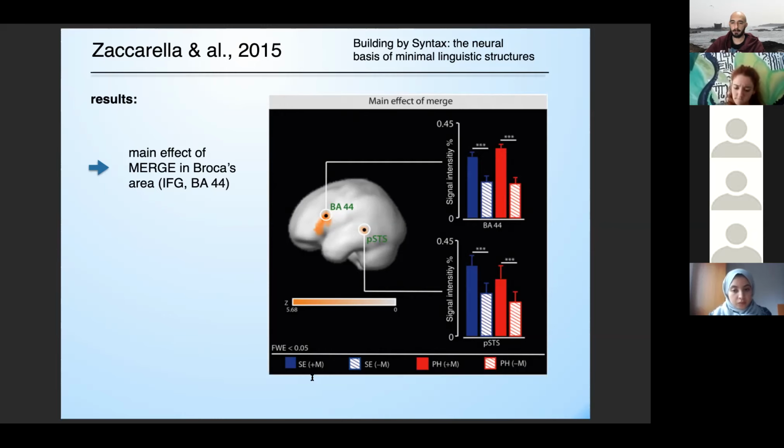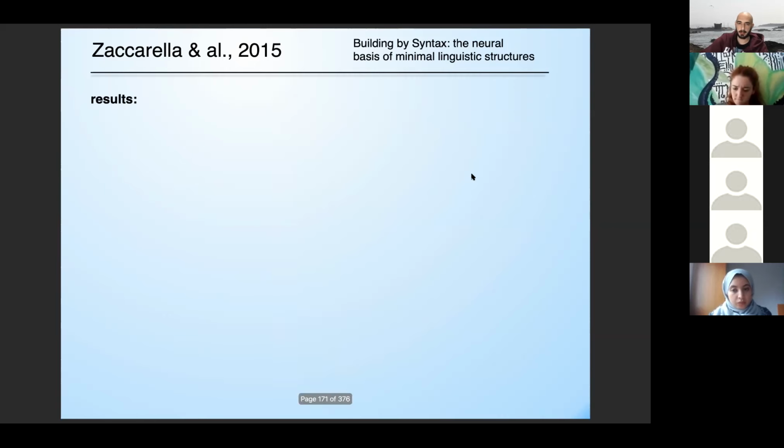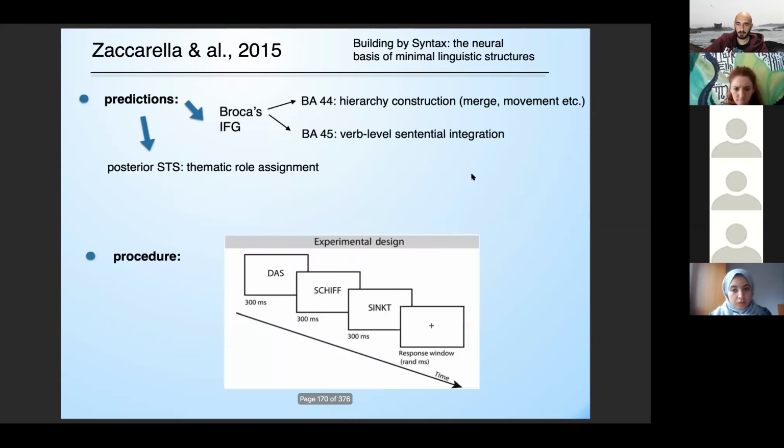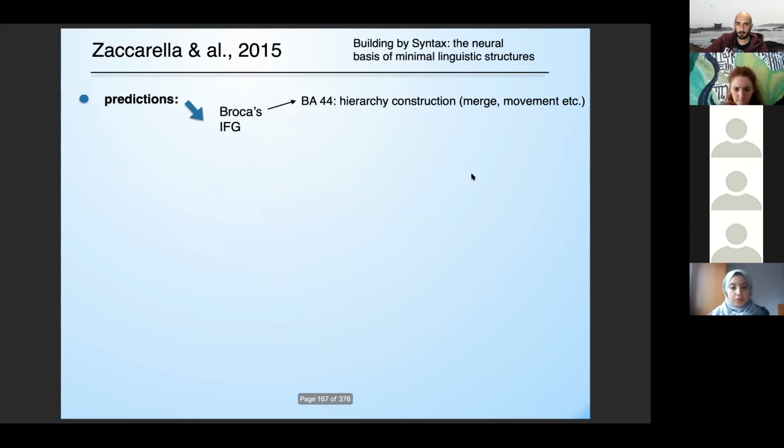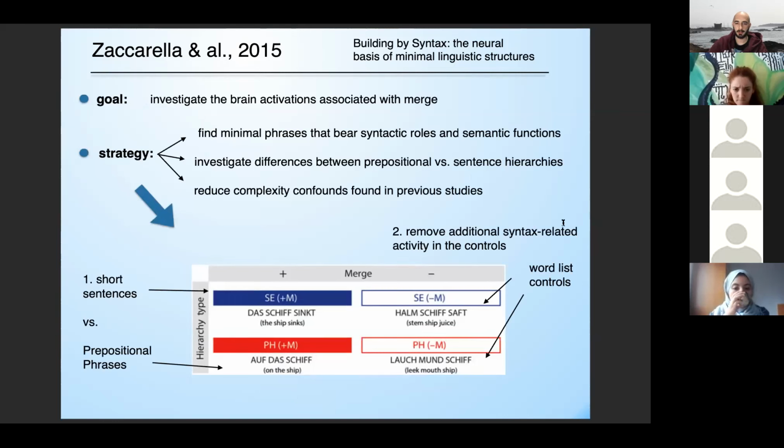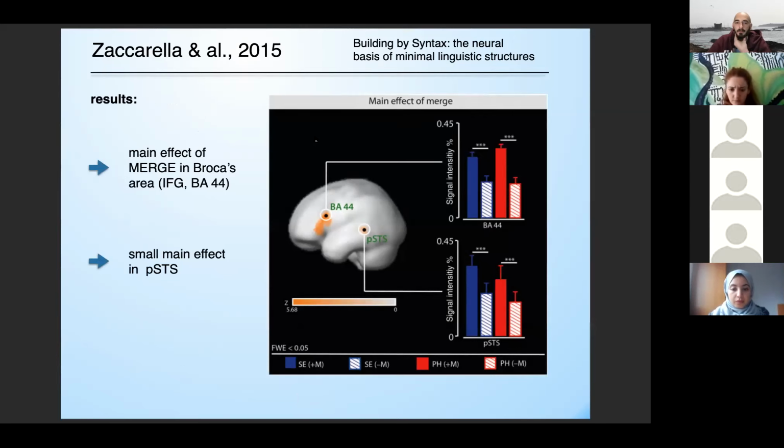So this is, the blue thing is sentence, and the red thing is phrases, okay? So this is prepositional phrase, and this is sentence. Am I right? Oh, sorry. Right. Yes. So the blue one is a sentence, and the red one is called phrase, as in prepositional phrase. Okay. So a smaller effect in the superior temporal sulcus and a big effect in Broca's area.